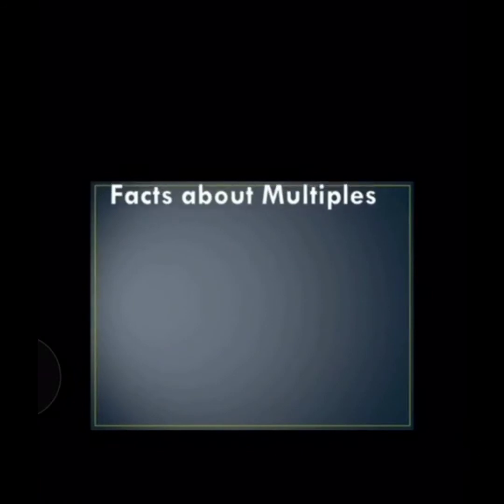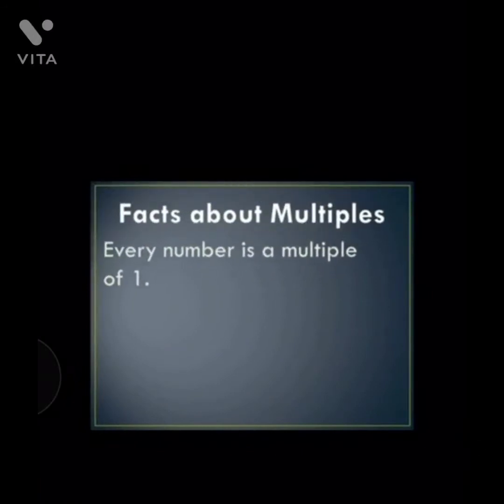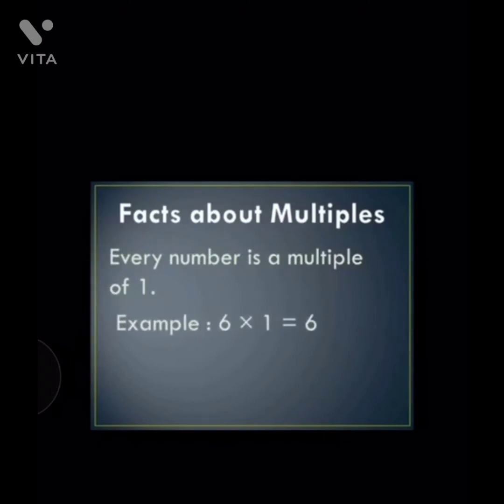The next fact about multiples states that every number is a multiple of 1. Let's multiply 6 by 1, you get 6. 10 multiplied by 1, you get 10. So every number is a multiple of 1.